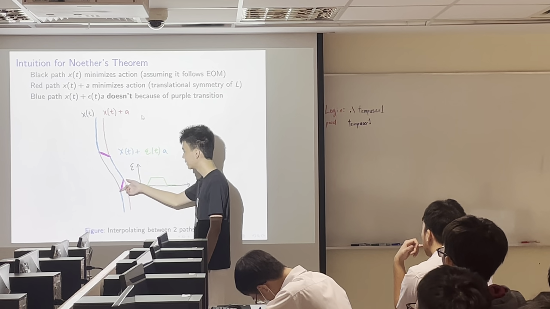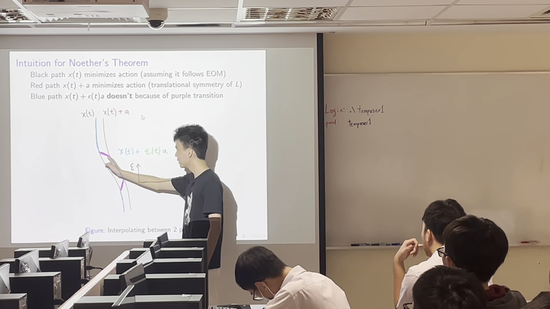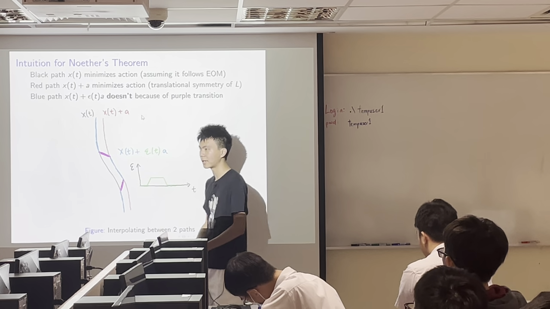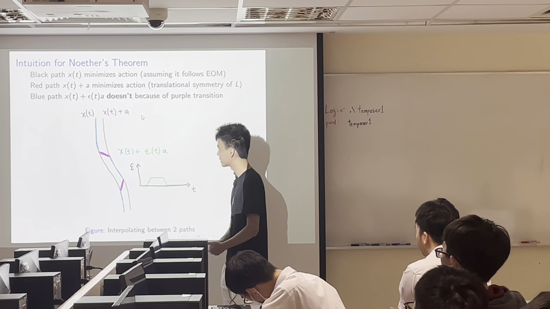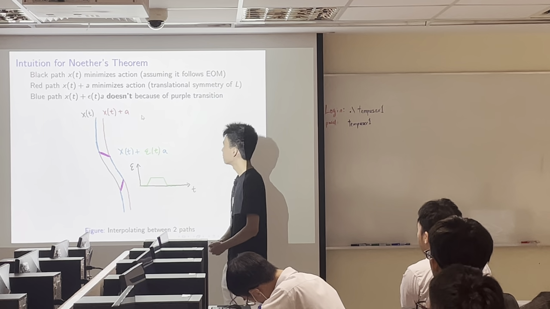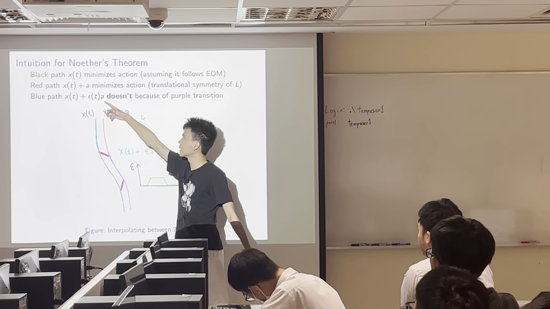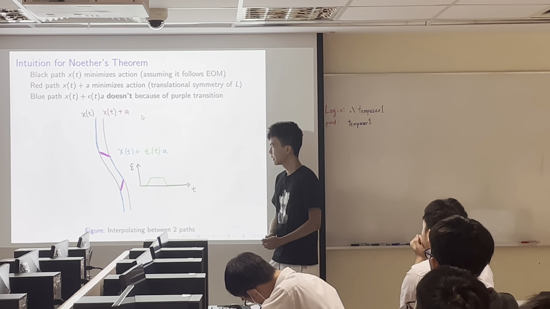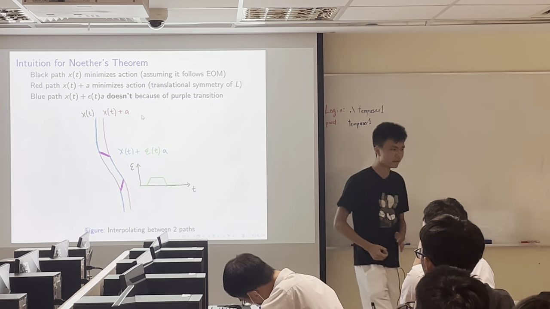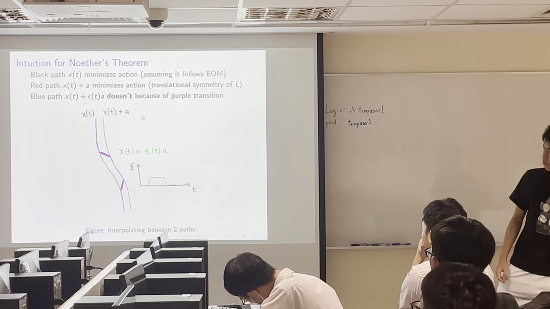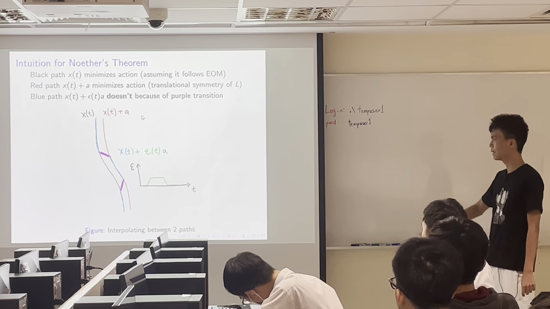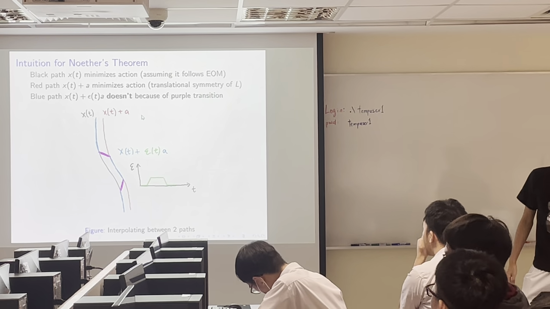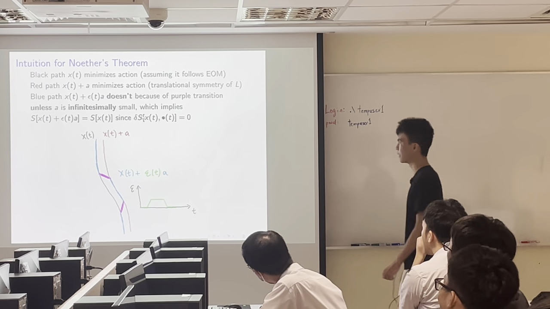But the purple paths clearly deviate from the minimal action path, right? So the purple path would cause my blue path, this third path, to not minimize the action. That is, if I interpolate between the two paths, there's no reason why the interpolated path should minimize the action, unless we take A to be very small, right?